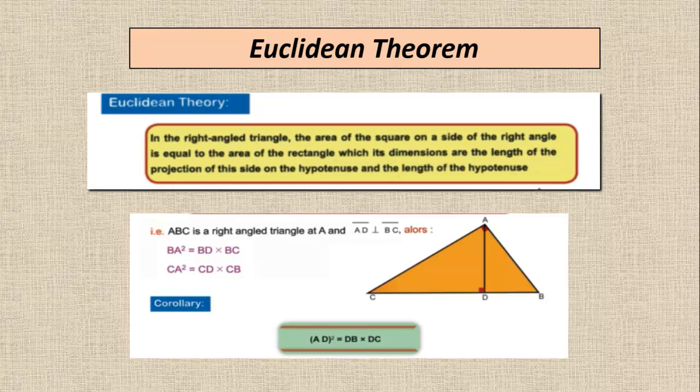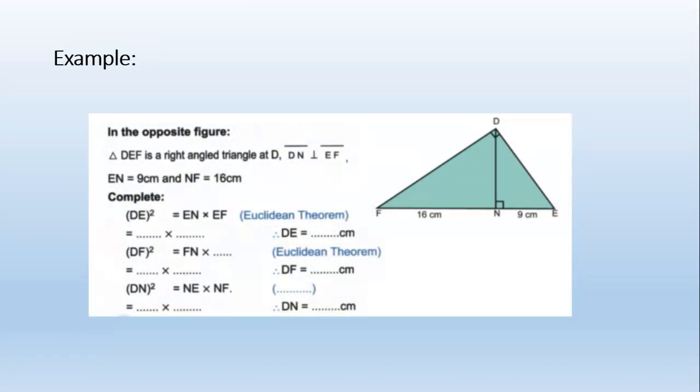The third rule is AD power 2, which is the altitude. The altitude power 2 equals the two parts of the hypotenuse. What are the two parts of the hypotenuse? BD and CD. So AD power 2 equals BD times CD. We have an example now to apply this theorem.